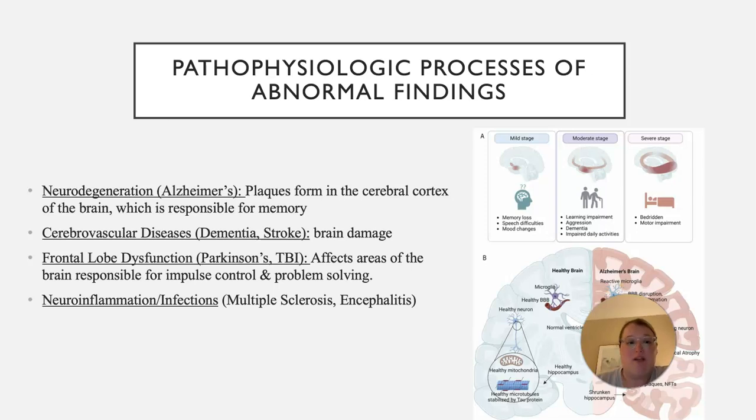Parkinson's or traumatic brain injury affects the frontal lobe of the brain. That part of the brain is responsible for impulse control and problem solving. So we know that patients, even patients with dementia, can have issues with impulse control and have some behavioral disturbances. So obviously this is important to keep in mind. And chronic conditions such as multiple sclerosis or encephalitis cause neuroinflammation or an infection in the brain. That's what encephalitis is. That can cause impairments in cognitive status.